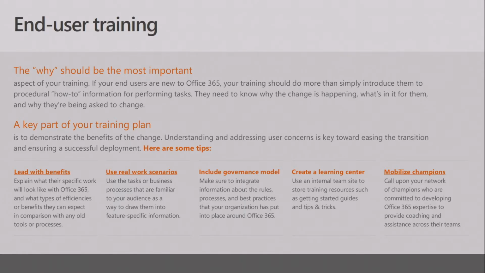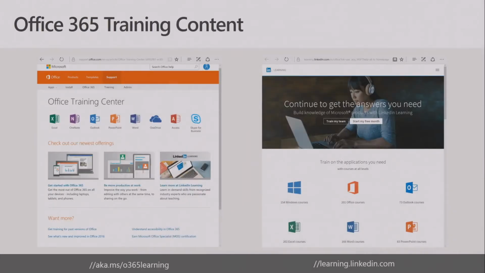So it's really about understanding your audience, right back to what we talked about with communications. The same thing goes with training. So down at the bottom: lead with the benefits, focus on the real work scenarios, and then again, mobilize your champions, your eyes and ears, on what's working and what's not throughout the process.